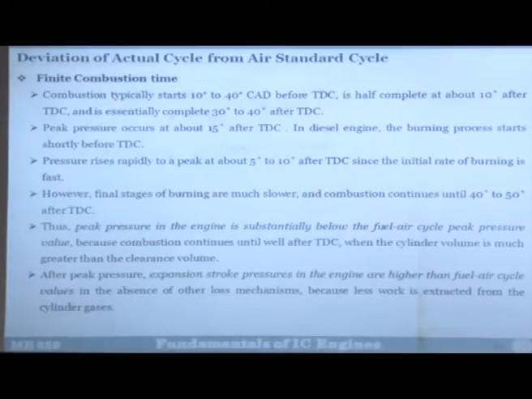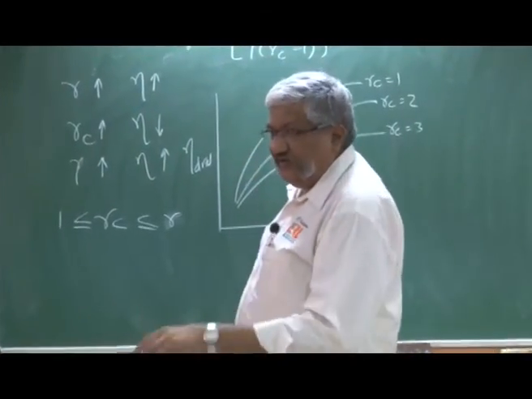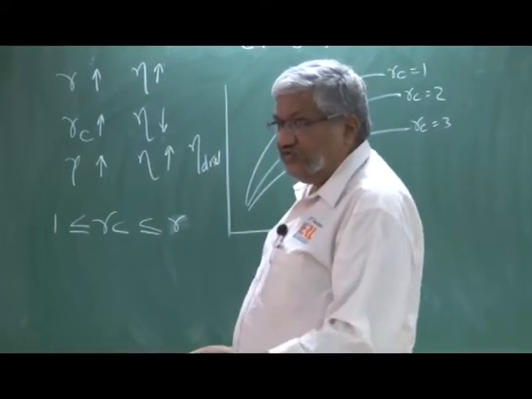So you lose a lot of heat; it doesn't get converted into work. The peak pressure in the engine is substantially below the fuel-air cycle peak pressure, because combustion continues well after TDC when the cylinder volume is much greater than the clearance volume. When are we adding the heat in the air standard cycle? When you are at clearance volume, when the volume is minimum. In actual engines, you are still adding when the volume has expanded. So obviously the same energy will not have the same effect, because it has to work on a larger volume. The effectiveness of the energy addition and the thrust you get on the piston will be much lower in this case.